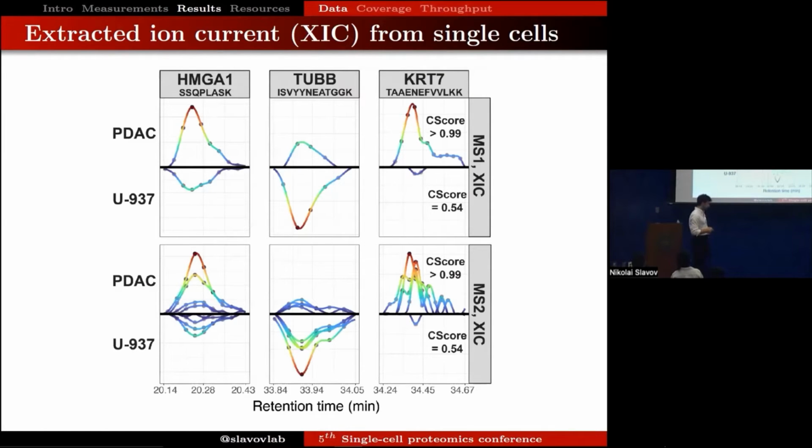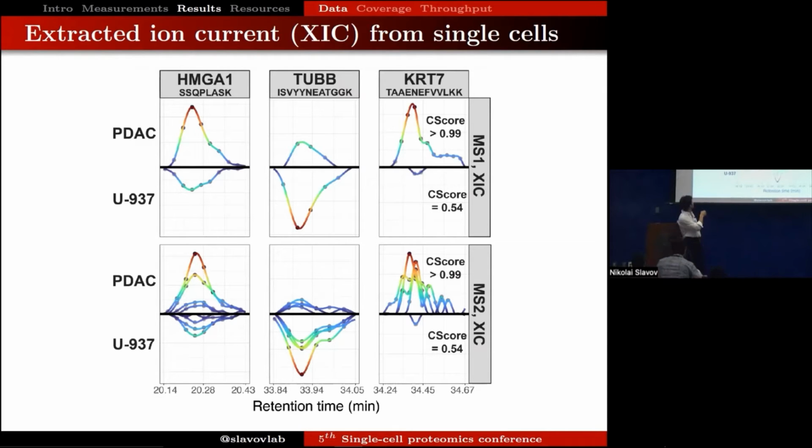This is a view that I think is even more convincing, at least for me: we can now extract the ion current that corresponds to those peptides in single cells. So let me orient you in this plot. Here on the top, we show the ion current of the peptide precursor from a single cell. So this is a peptide sequence, and this peptide is eluting from one pancreatic adenocarcinoma cell, and you can sample it at multiple time points, and you see the elution peak.